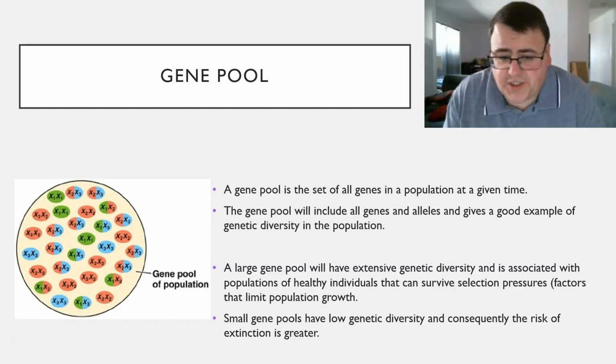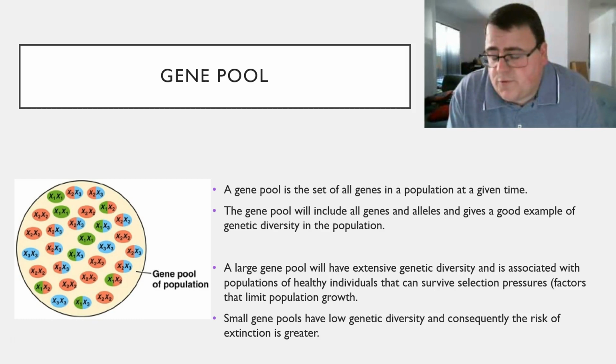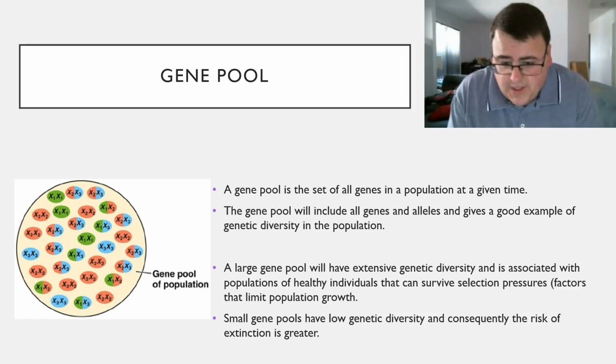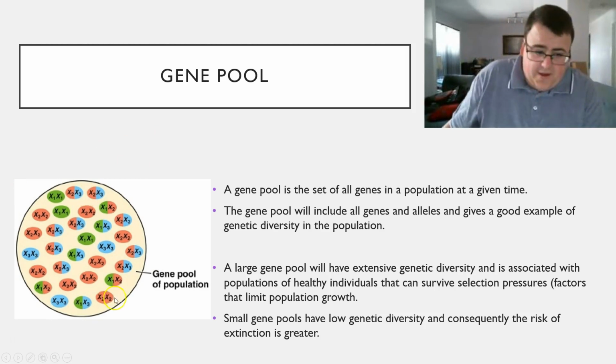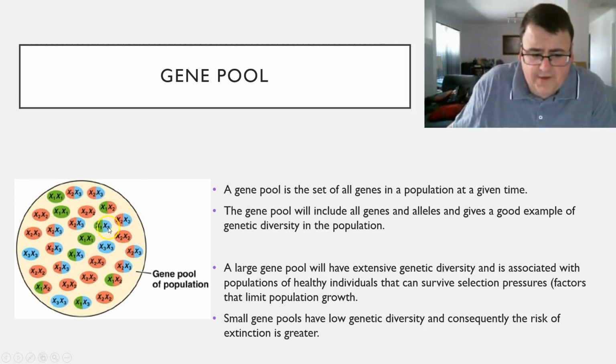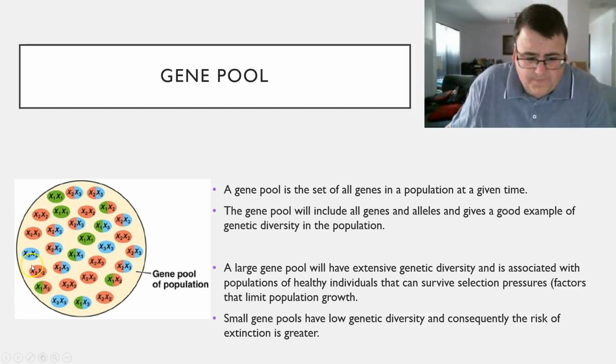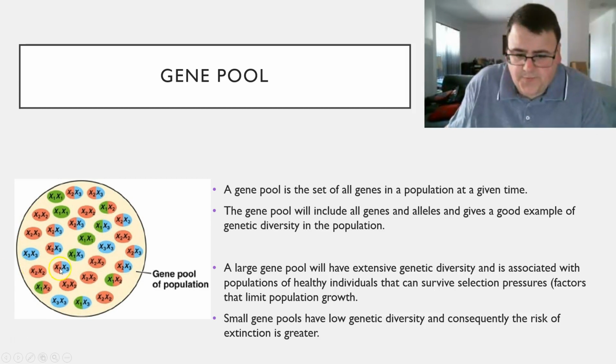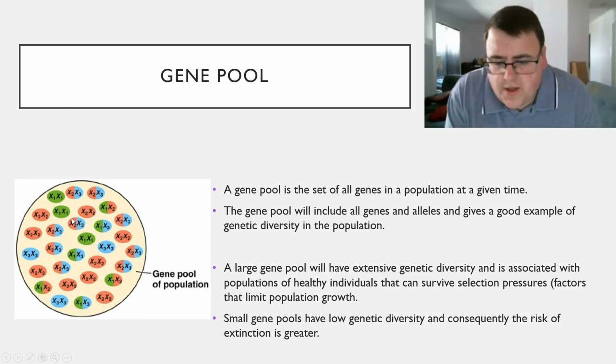So gene pool, what is a gene pool? A gene pool is the set of all genes in a population at a given time. So the gene pool has to include all genes and all alleles, and it gives a good example of the genetic diversity in the population. So we could be looking over here, and we've got lots of different genes. Every color is a different gene, and different allele as well. So lots of, or some variation in that diagram over there.